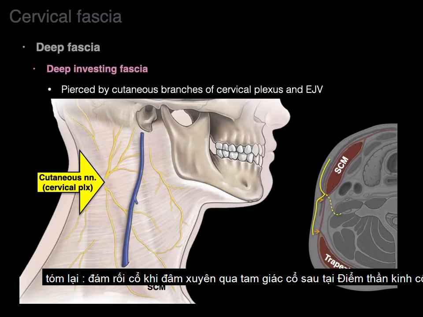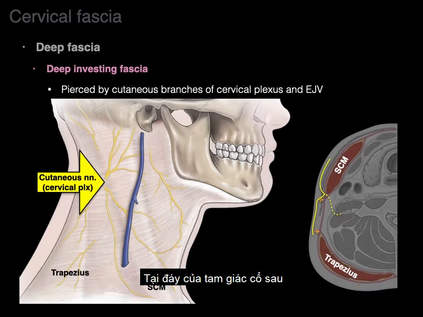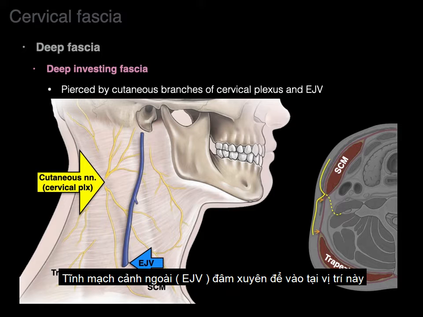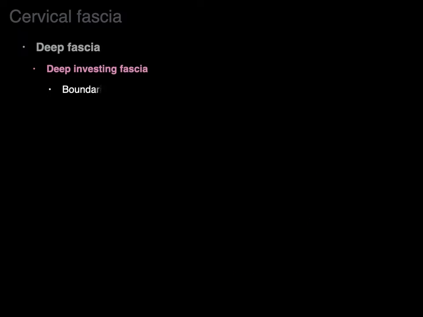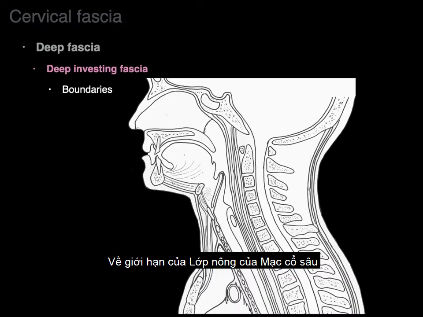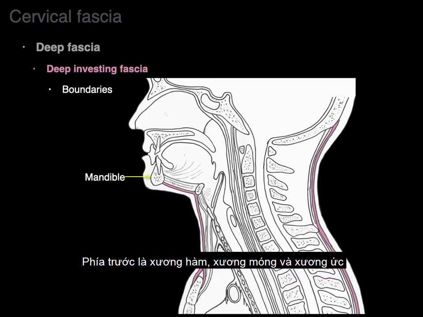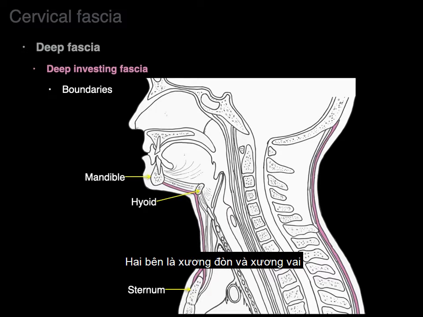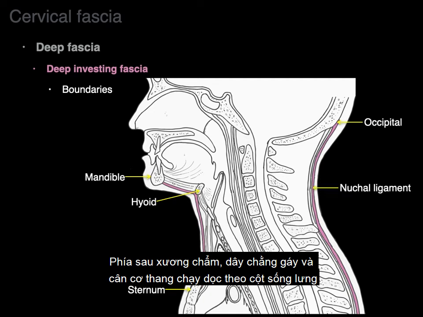All of those cutaneous branches from the cervical plexus go out to the neck, and then there at the very bottom is the external jugular vein, the bottom of that posterior triangle, and that external jugular vein pierces that deep investing fascia. The boundaries. Well, the boundaries of the deep investing fascia are the mandible and hyoid and sternum on the front, the clavicle and scapula on the side, and the occipital bone, nuchal ligament, and trapezius along the back.